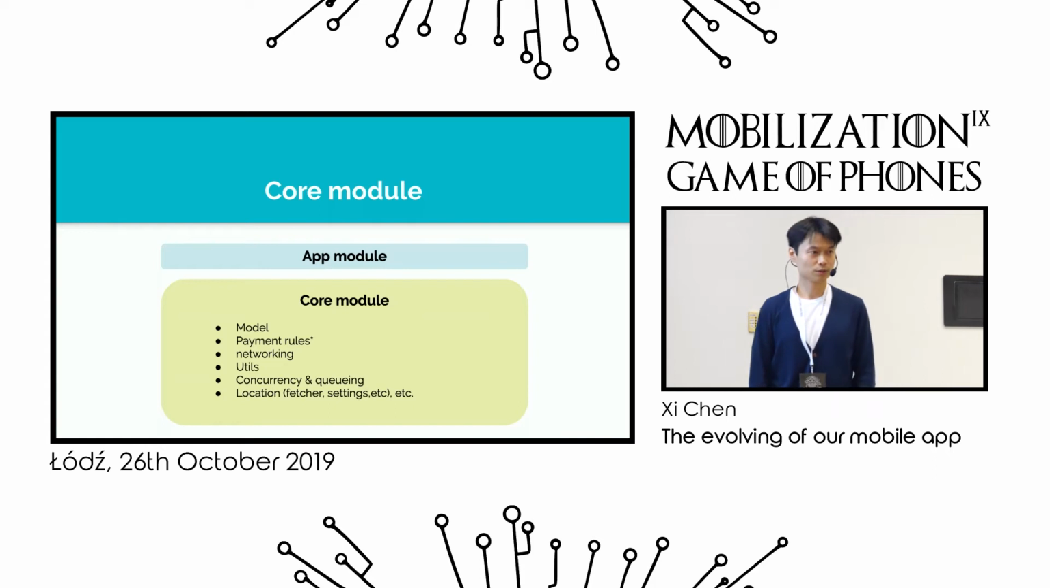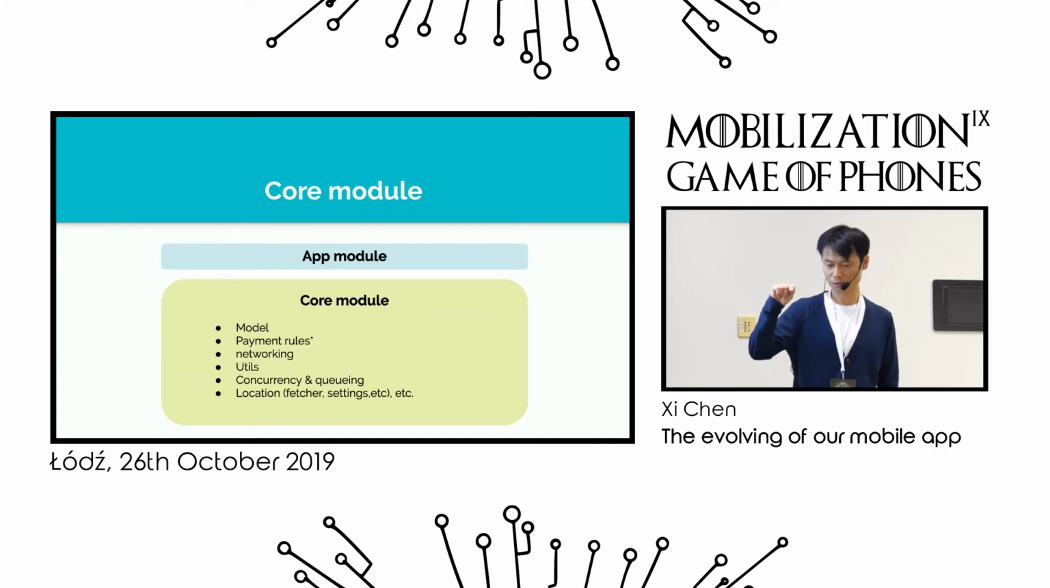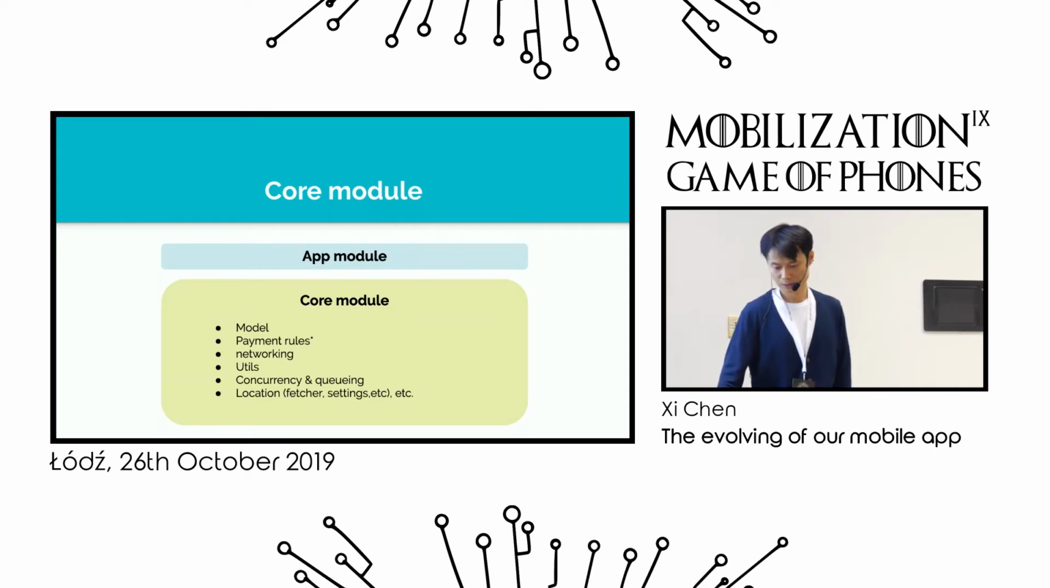And the core module is the non-UI related things. We want to strictly separate them. So the core module includes all the data models and the payment rules. I use that little asterisk symbol there to highlight that that's the most complicated logic in our mobile app at the moment. Then we have the networking things and some utility classes.